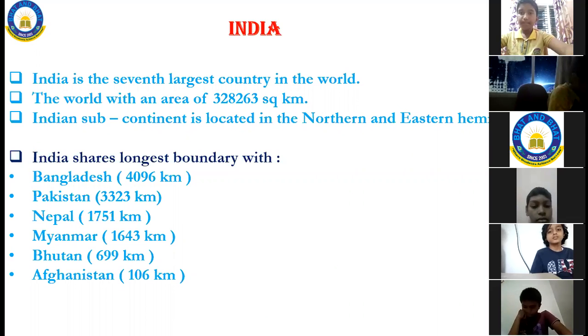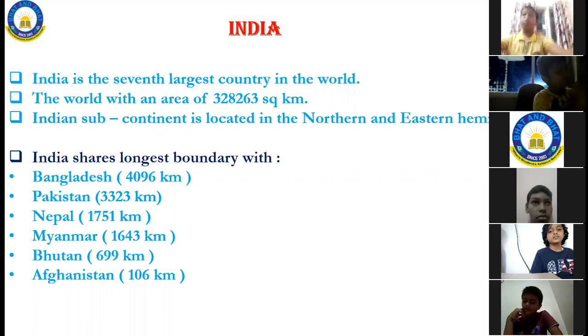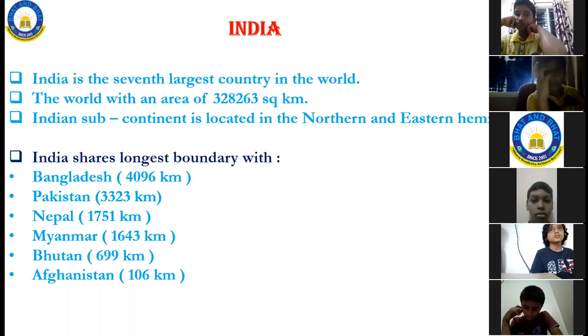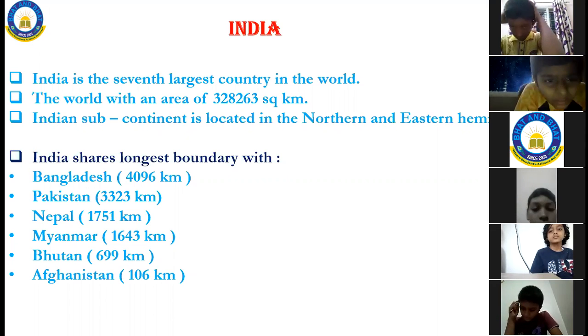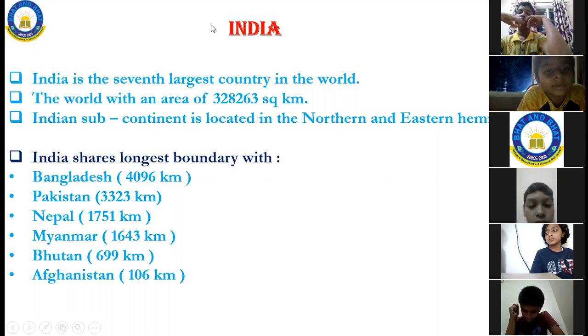The Bangladesh boundary is around 4,096 kilometer. Pakistan boundary is 3,323 kilometer. Nepal boundary is 1,751 kilometer. Myanmar boundary is 1,643 kilometer. Bhutan boundary is 699 kilometer, and Afghanistan is 106 kilometer. So this is about your India.